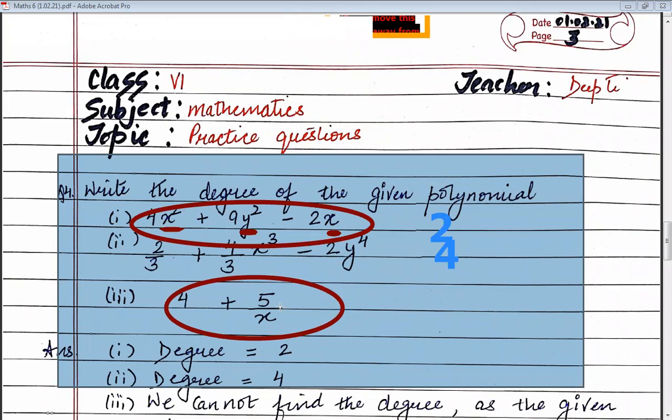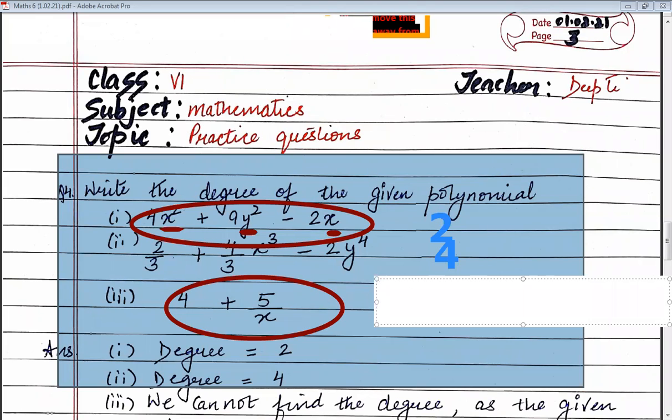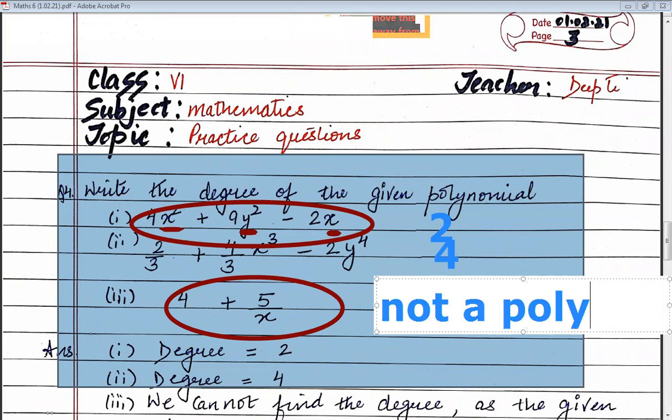Now the third one is 4 plus 5 upon x. Now children, can you find the degree of this? What will be the degree of this? No, you can't find the degree because this is not a polynomial. This is not a polynomial because here the variable is given in the denominator. So here the power of the variable is negative, so it is not a polynomial.